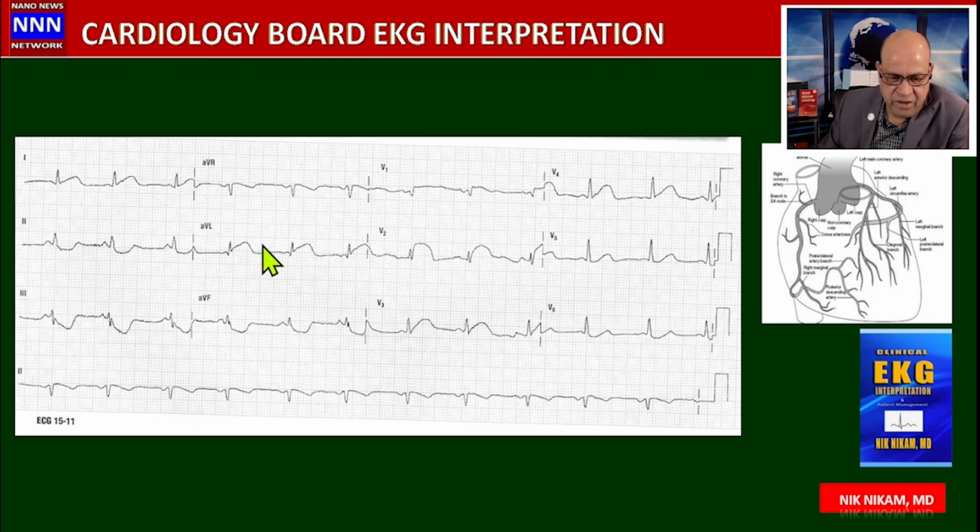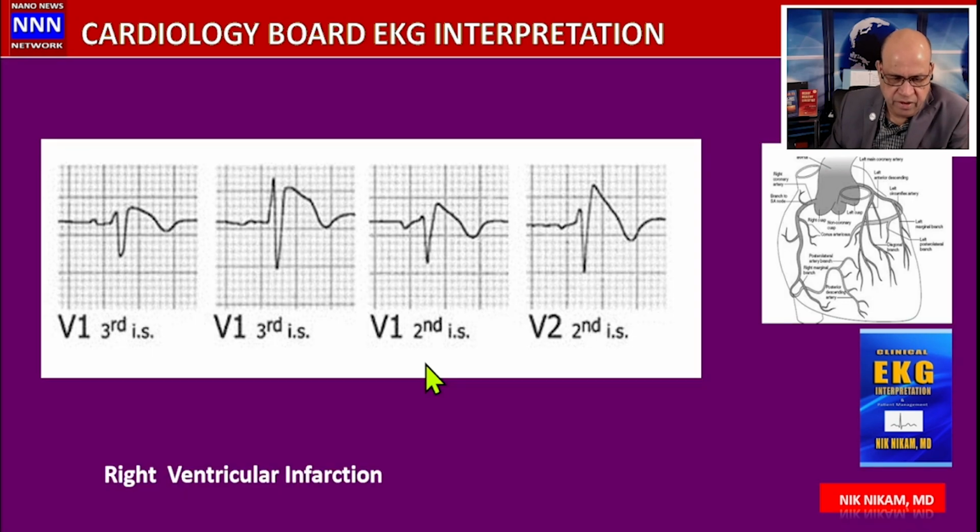So you could say this is the proximal left anterior descending artery, which involves the diagonal branch that supplies the high anterior wall, which is reflected in 1 and AVL. And also we have the anteroseptal region with the reciprocal changes. Sometimes we see right ventricular infarction.